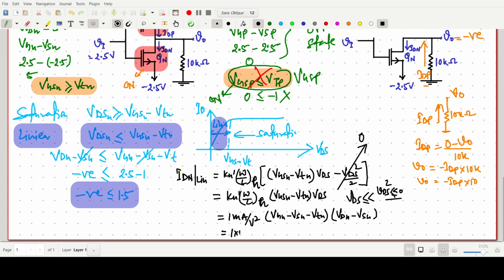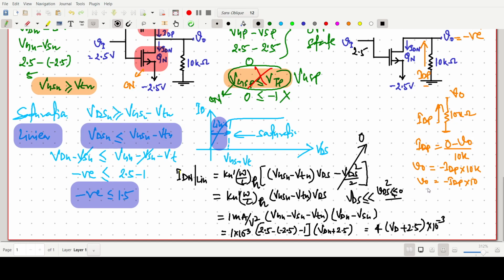So 1 times 10 to the power minus 3, we can write VGn, this value is 2.5, better to write 2.5 minus this one, so minus of this one, so 2.5, minus 1, VDn minus VSn, so minus of minus, so it should be 2.5, so directly I'm writing 2.5. So 5 minus 1, so 4 VD plus 2.5, into 10 to the power minus 3.